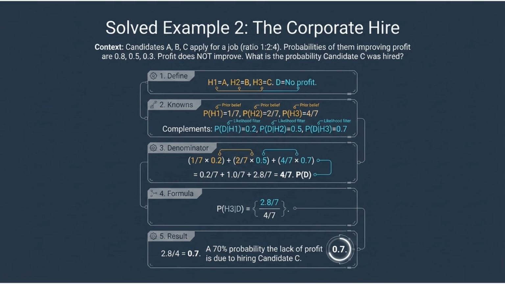Solved example 2, the corporate hire. 3 candidates A, B, and C apply in ratio 1 to 2 to 4, so priors are 1/7, 2/7, and 4/7. Profit improvement probabilities are 0.8, 0.5, and 0.3.